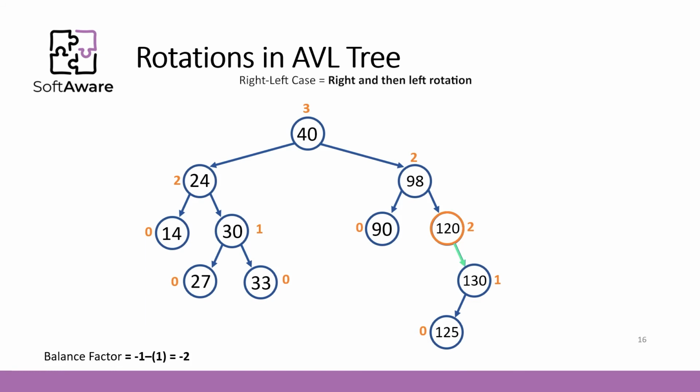So we just do the opposite as previous example, but with same idea. 130 goes down and 125 goes up. We have right-right case now, so we apply left rotation. And as final result, we have a balanced AVL tree.